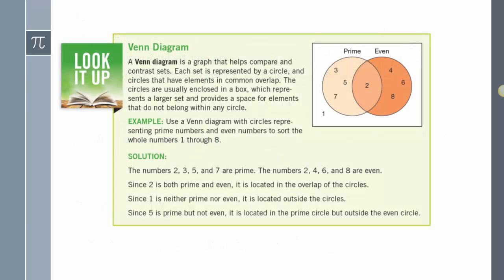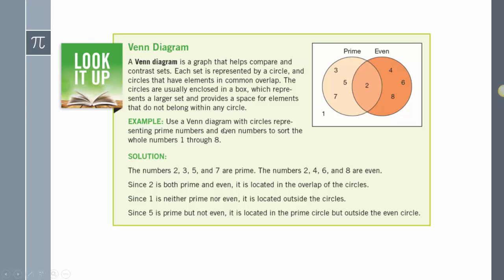This section introduces Venn diagrams, which are graphs or pictures that compare and contrast sets. In each Venn diagram there'll be a rectangle, and within it there'll be a circle for each of the sets. Where the two circles overlap represents items that belong to both sets.